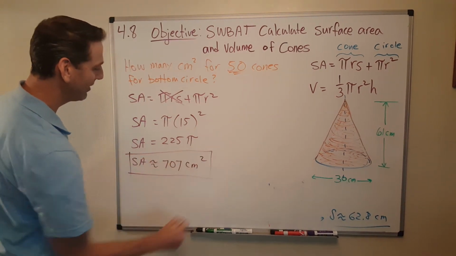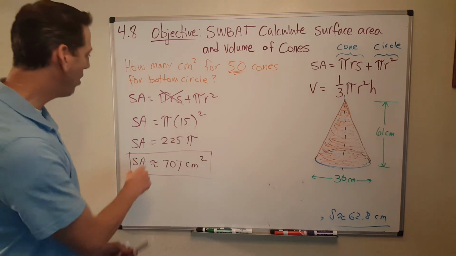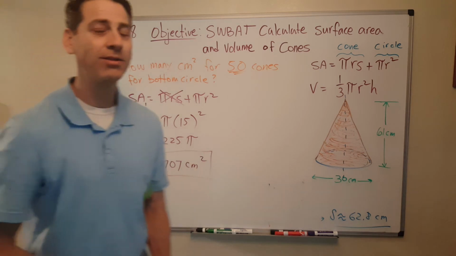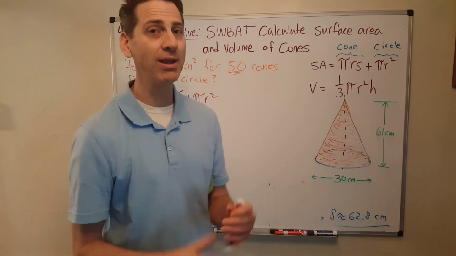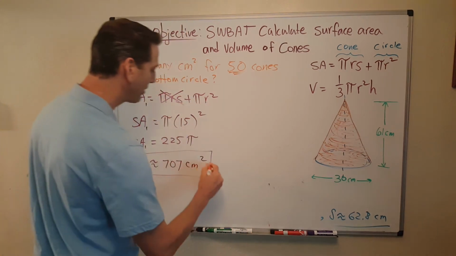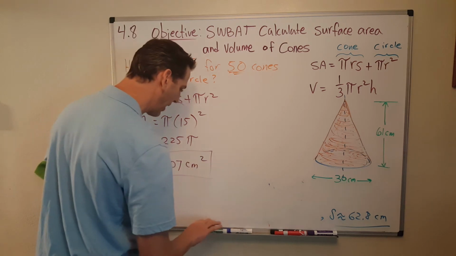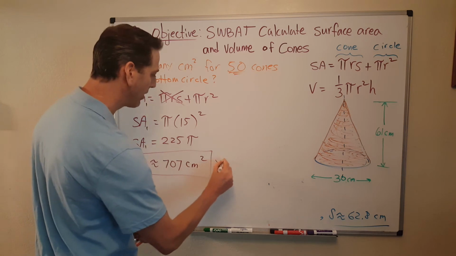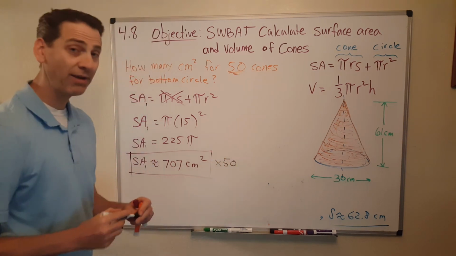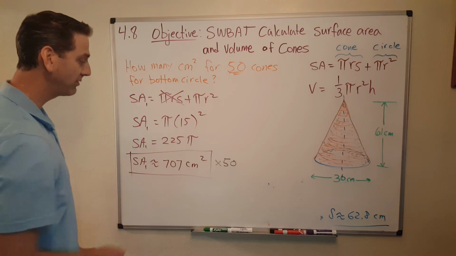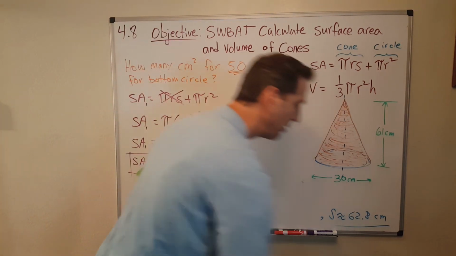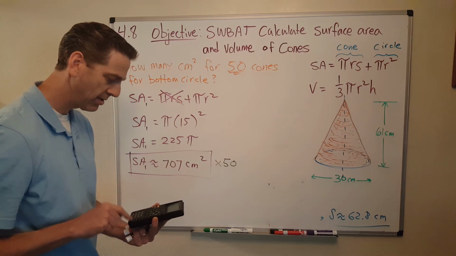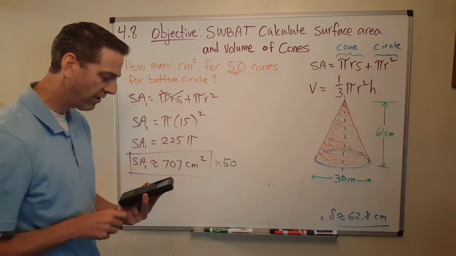So there's our surface area for one cone for the bottom. But again, we're making 50 cones, so we're going to have to multiply this. Well, let's do this with black because we're going to paint these things black. We got to multiply this by 50. All right, so what's 707 times 50? Let's see, 707 times 50 is 35,000.